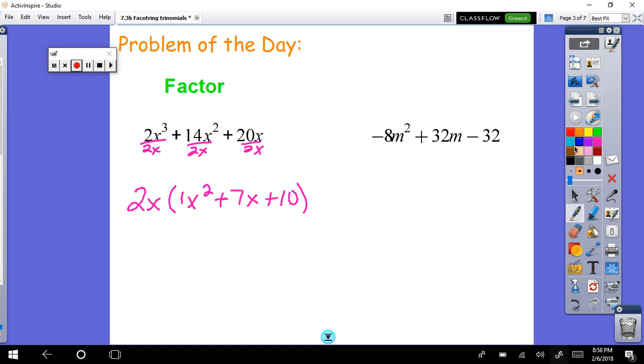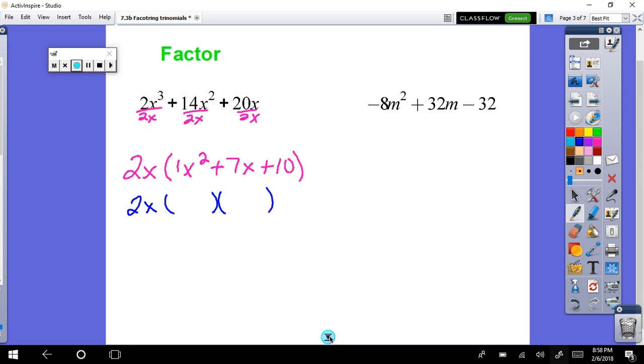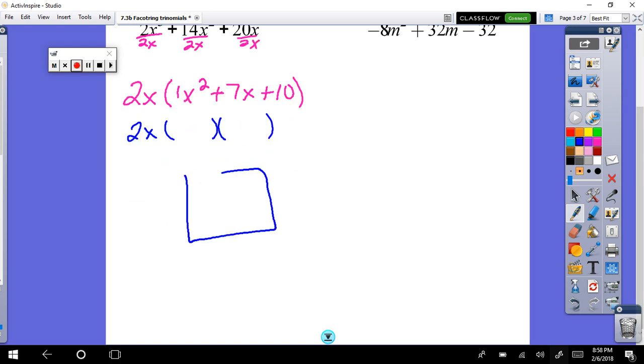Okay, now I'm going to see if I can factor this any further. So my question is, can I factor this trinomial into two binomial factors? So I'm going to use my box method. The first term in my trinomial goes in my first box, so I put my 1x squared right there. And then the last term from the trinomial goes in the last box. So you get your positive 10 here.